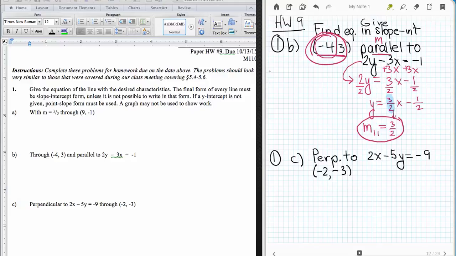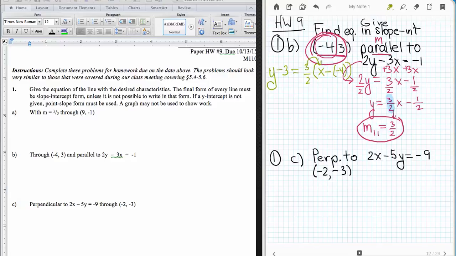So my first task is to use point-slope form. Remember that point-slope form looks like y minus the y coordinate here, which is 3, and that's equal to my slope, which is 3/2 times x minus, now my x coordinate here, which is a -4, and then I'm going to simplify.